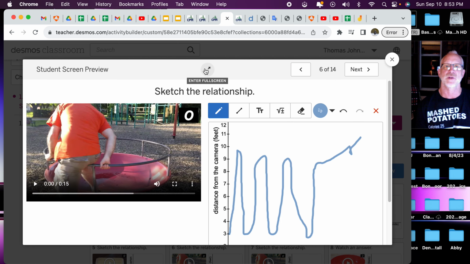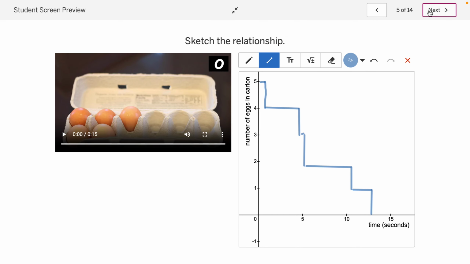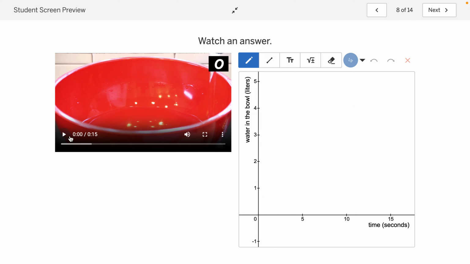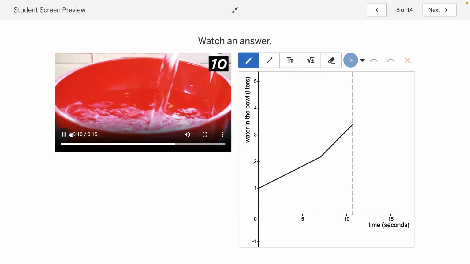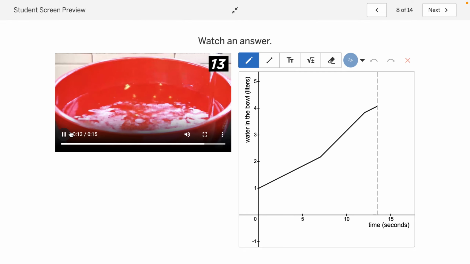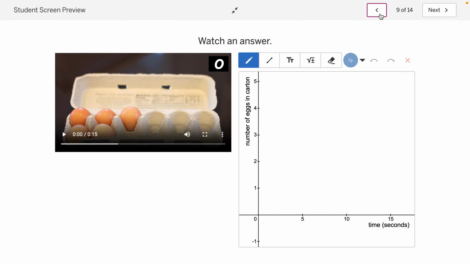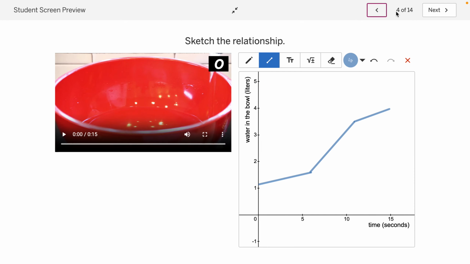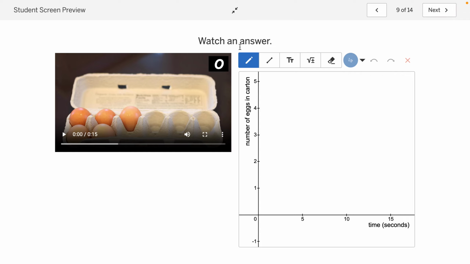Okay. So let's see how we did. Water in the bowl. We predicted something like this. Let's go back to what we predicted. We predicted this. This is what we found out when we watched. Okay. Eggs. We predicted something like this. This is what we came up with. Let me check.